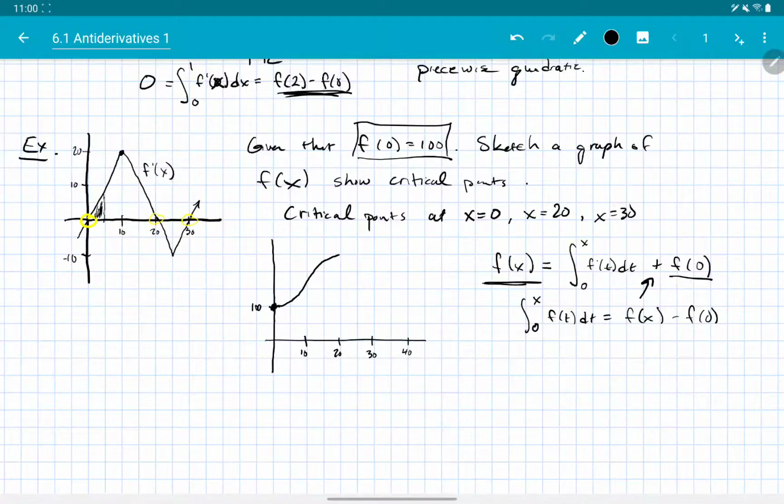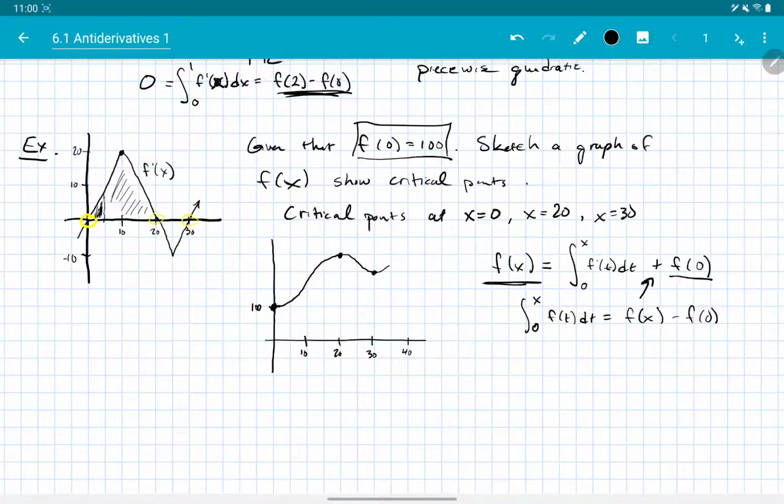But then, right, at 20, I stop increasing area. I'm picking up more and more area till I get to 20. Then I stop increasing in area because then I start decreasing in area. And then at 30, I start increasing in area again, right? So I've marked out the three critical points here with these black dots.